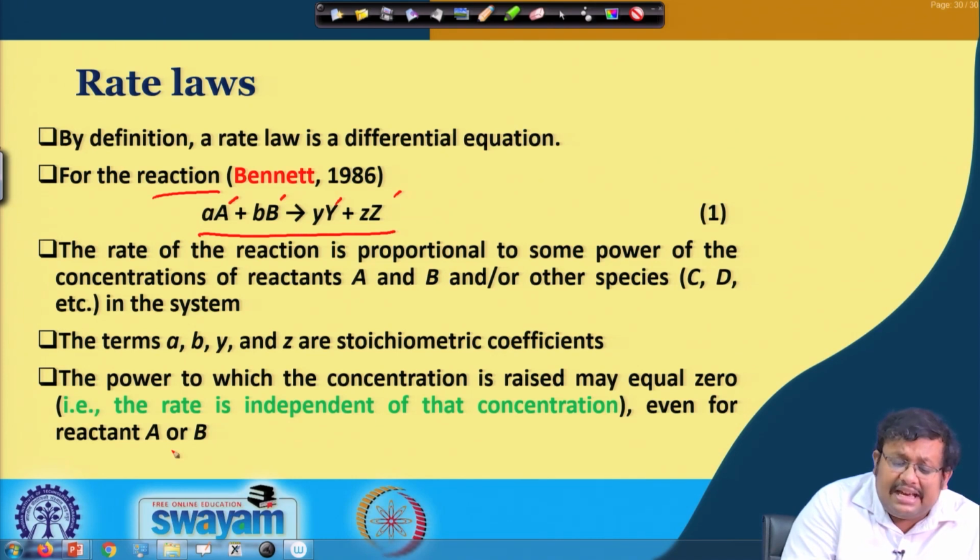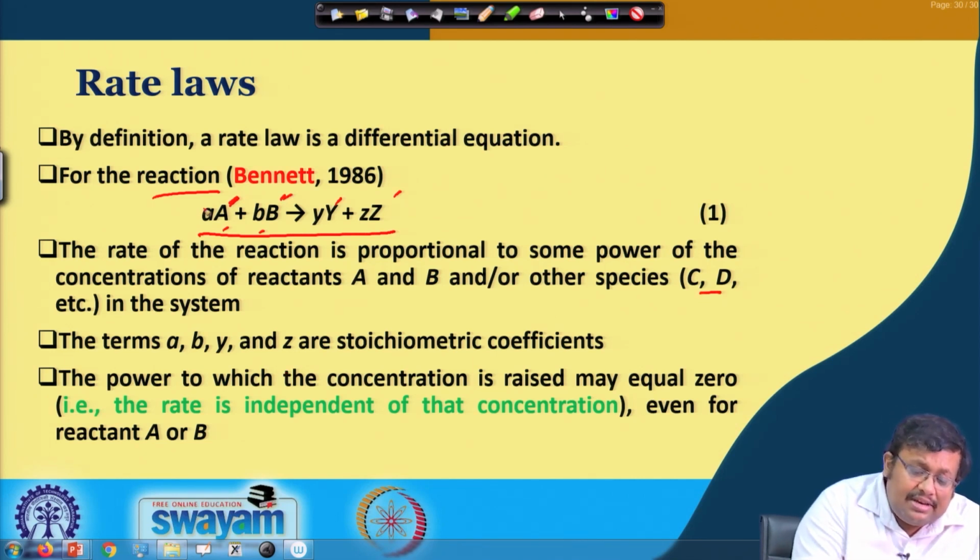The rate of the reaction is basically proportional to some power of the concentration of the reactants A and B. So, the rate of reaction will be proportional to some power of the concentration of both A and B, or other species like C or D etcetera in the system.